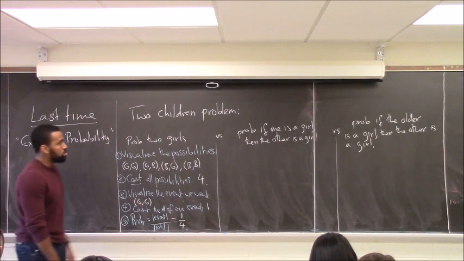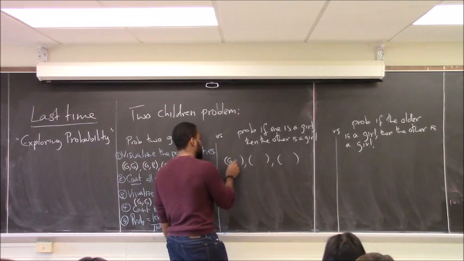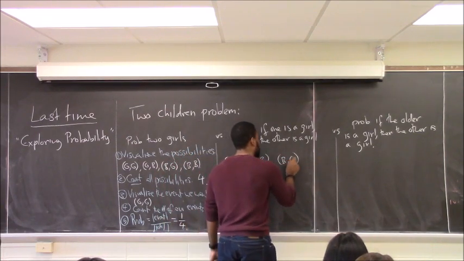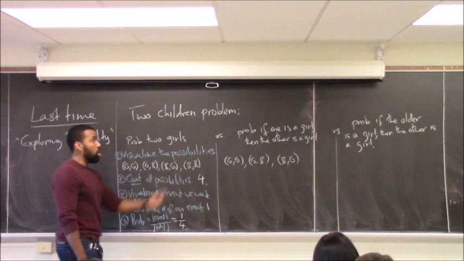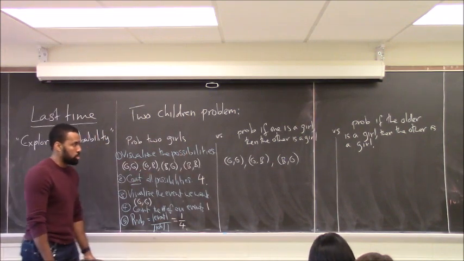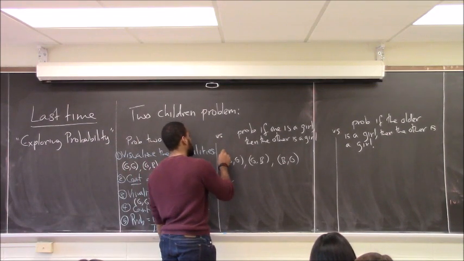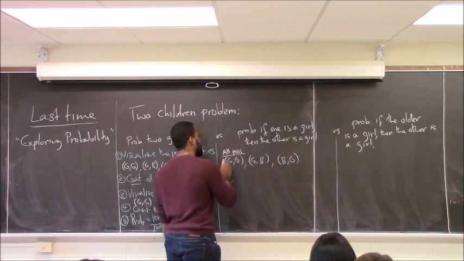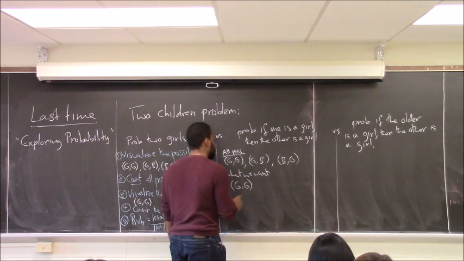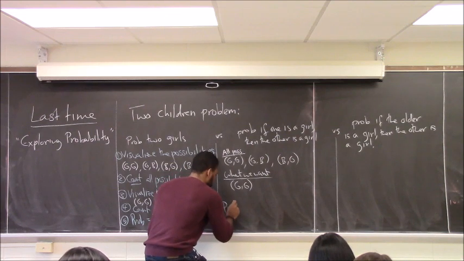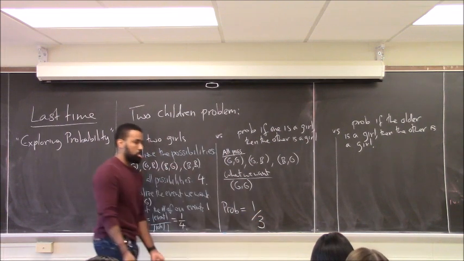Now we did a similar thing here, but knowing that one was a girl actually changed the possibilities. This situation has to be girl-girl, girl-boy, or boy-girl. The possibility of there being two boys is no longer possible. So when we visualize all possibilities, there are only three things to visualize. This is all possibilities in this scenario, and what we want is just this possibility. So the probability is how many ways we can get what we want divided by the number of all possibilities.